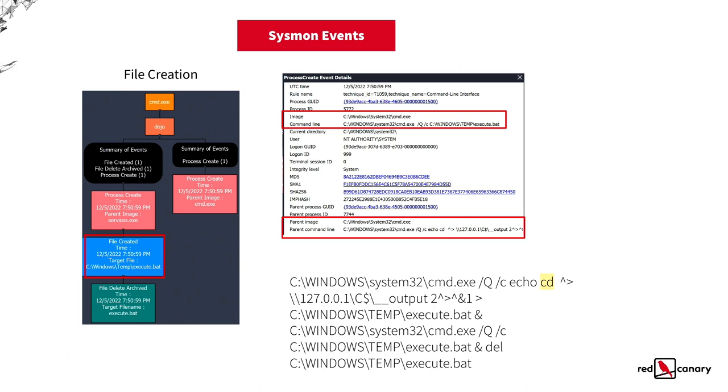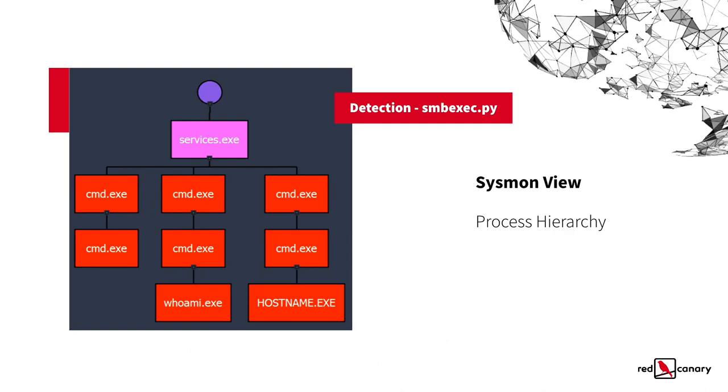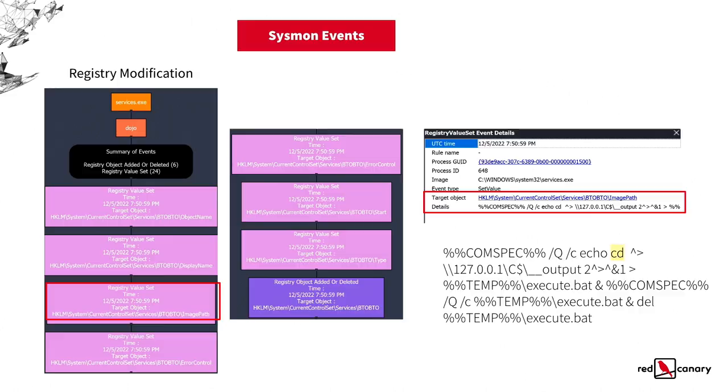And then the way it executes is kind of interesting. So if you look at the white box, the bottom red box is actually echoing the command into that execute.bat file. And then the way it executes that is it spawns another CMD process, and that CMD process just goes ahead and executes that BAT file. So that's why you see services spawning CMD, which echoes whatever command you're entering into that execute.bat file, and then a secondary CMD process will spawn to actually execute the batch file. So kind of interesting.